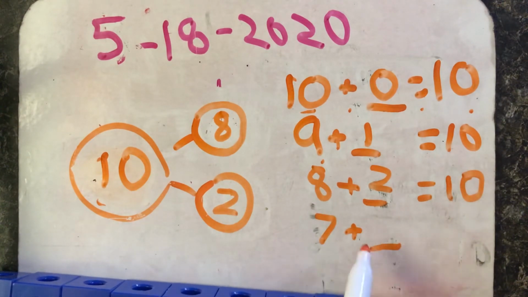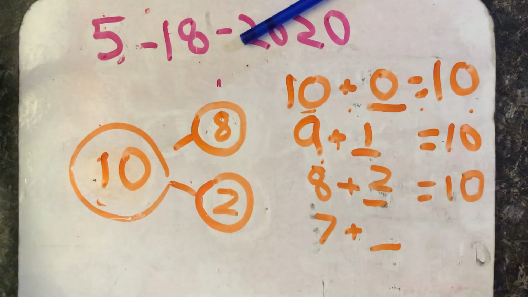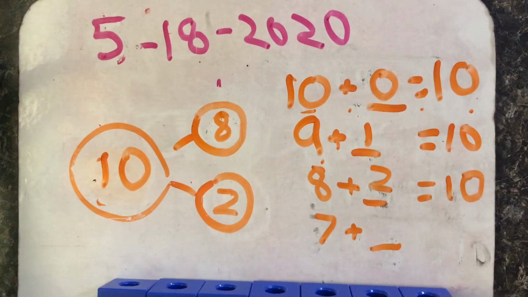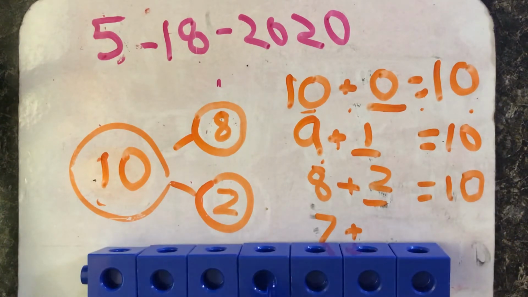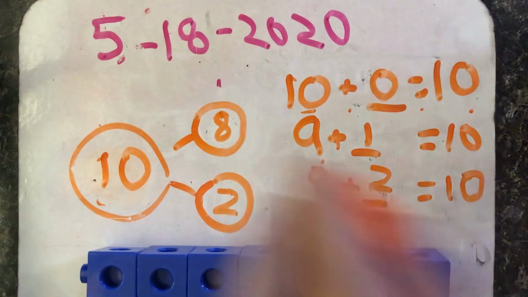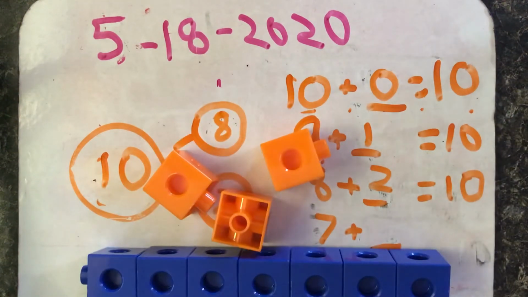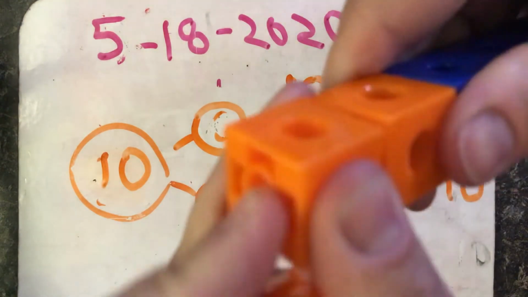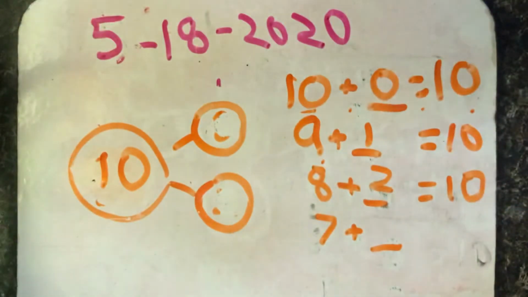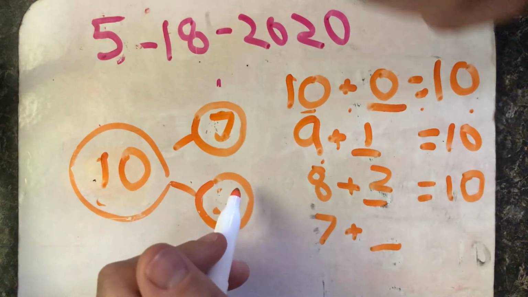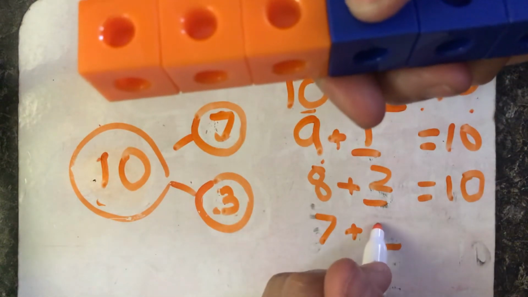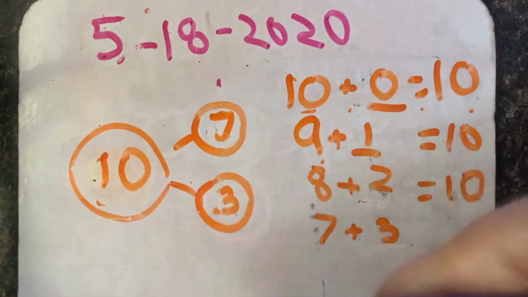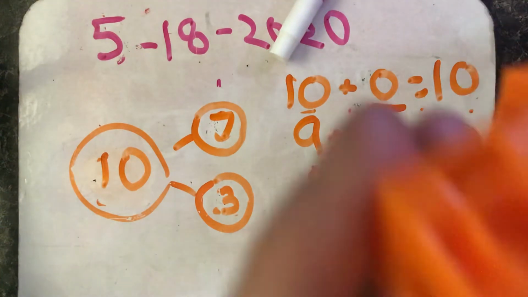7 and let's see. You may already know the answer. Let's solve for it. 1, 2, 3, 4, 5, 6, 7, 8, 9, 10. So this time I have 7 blue cubes and 3 orange cubes. You're probably beginning to see a pattern. Every time I take a blue cube away, I add an orange one.